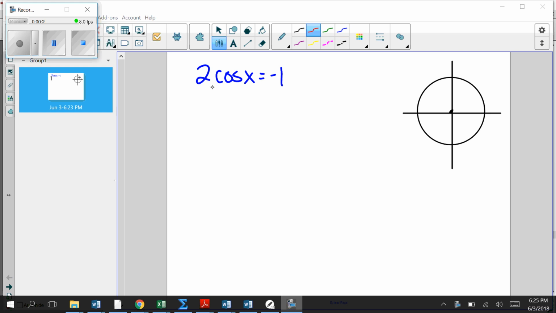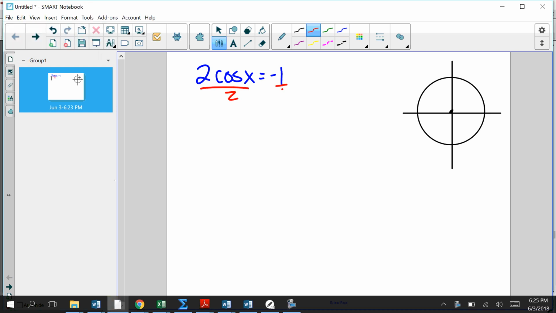So I still want to get my cosine alone, so I'm going to divide by 2. So I get the cosine of x equals negative 1/2. So I'm going to take the inverse cosine of both sides, which we say is still a loaded question. Inverse cosine of negative 1/2, there are infinite answers still. There are a lot of angles that will have an x direction now of negative 1/2.